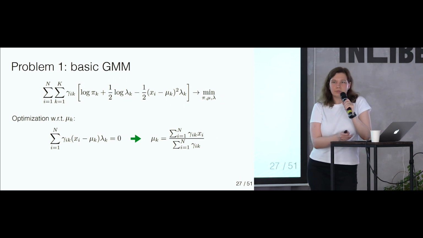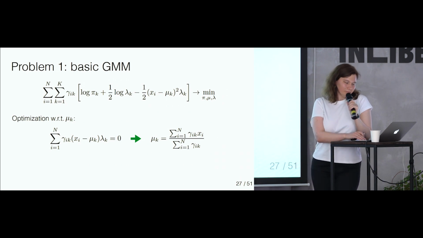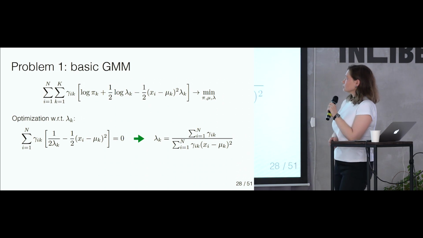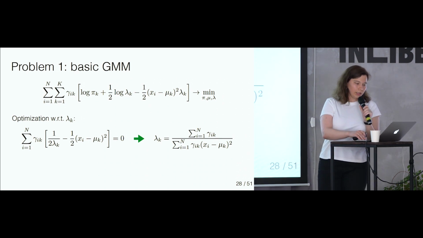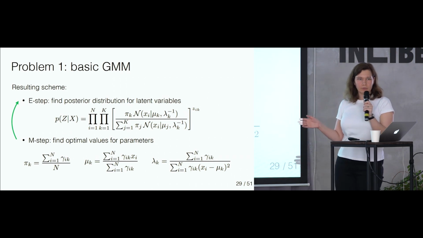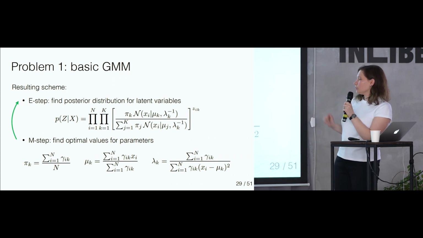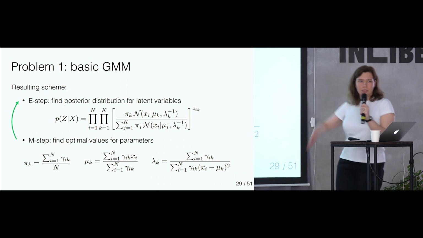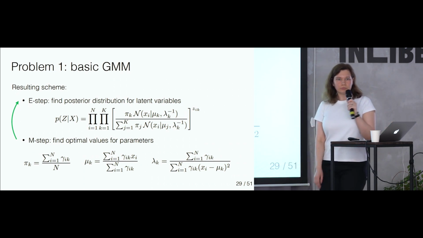And for lambda, the same thing. As a result, we have the following scheme. We have the EM algorithm. On the E-step, we compute our posterior distribution, our categorical posterior distribution. And on the M-step, we obtain new values for our parameters. And we do it in a cycle. Okay? Do you have any questions?